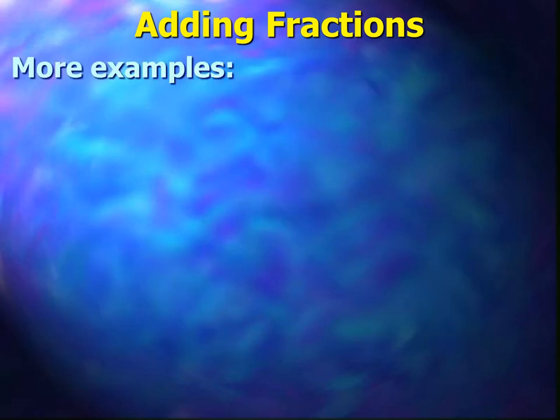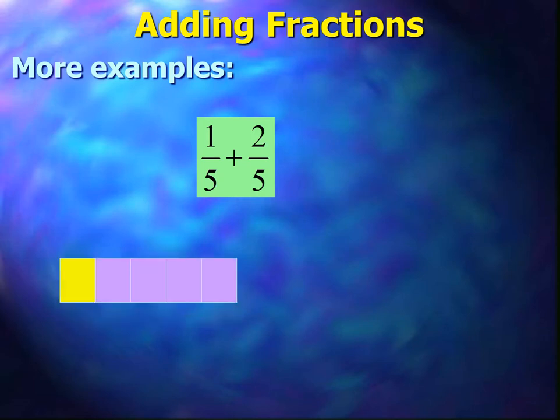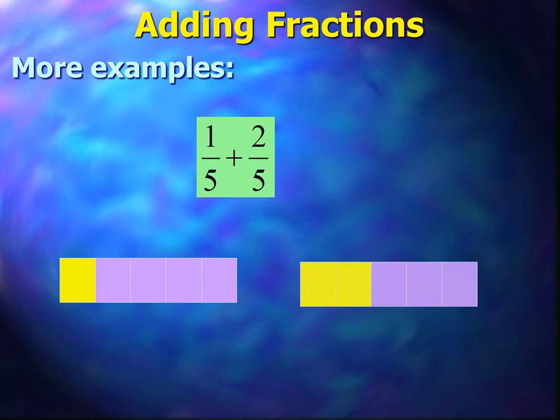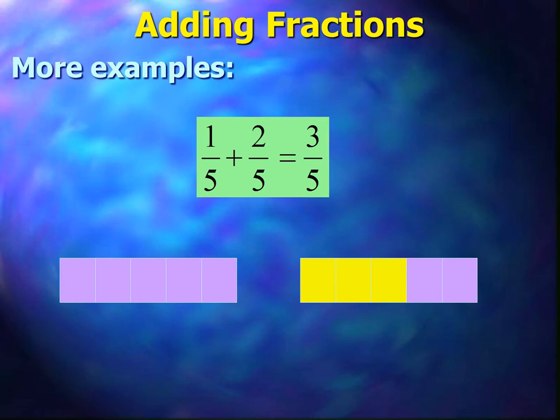Here are some more examples. 1/5 plus 2/5. Here is 1/5. Here is 2/5. When we add them together, the numerators, the top numbers, add across. So 1 plus 2. In this case, 1/5 plus 2/5 is equal to 3/5.